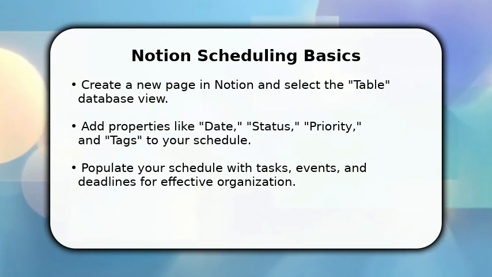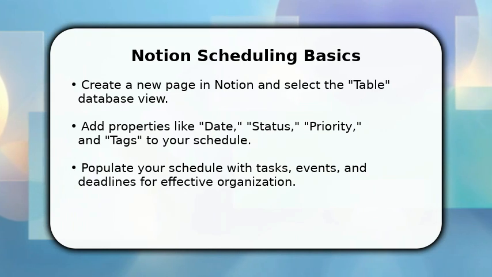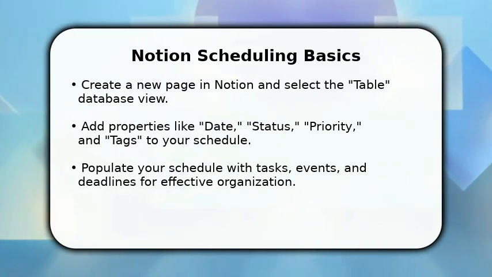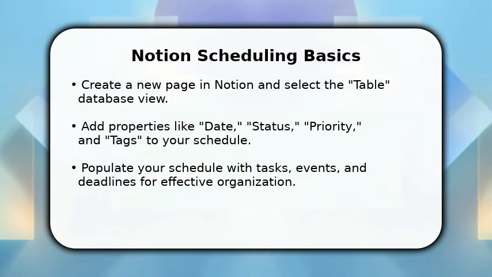Next, add essential properties such as date for deadlines, status to track progress, priority for importance, and tags for categorization. Begin populating your table with all your tasks, events, and important deadlines to start organizing your time effectively.